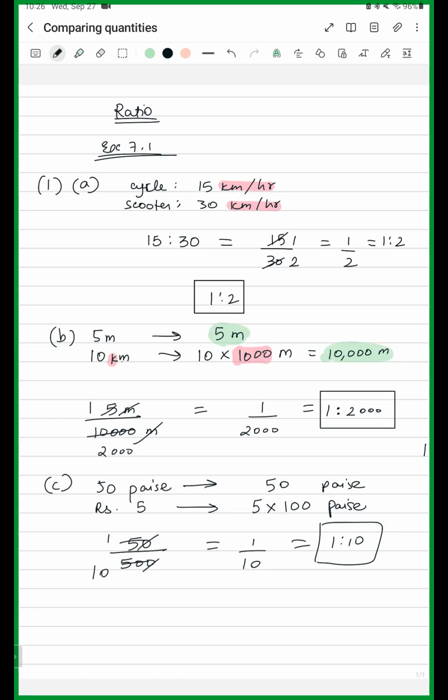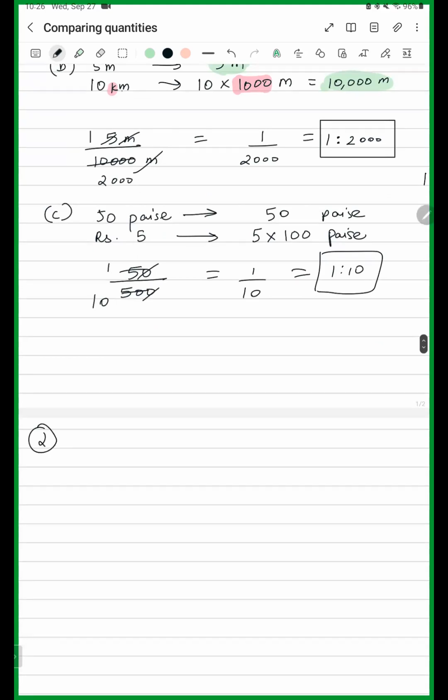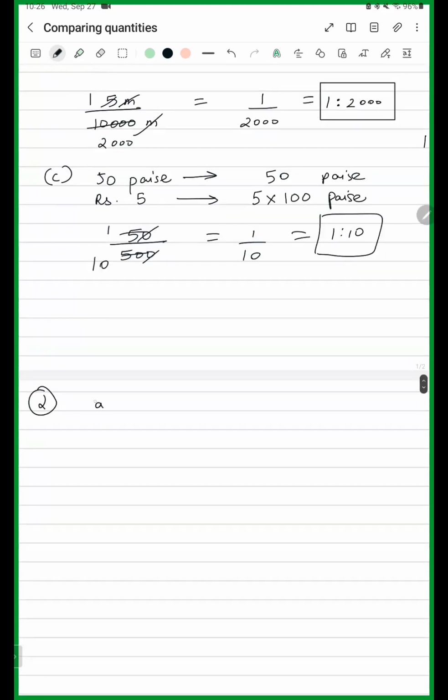Convert the following ratios to percentage. First one. What is the first one? 3:4. Just a minute. Now what do we do? I don't remember.